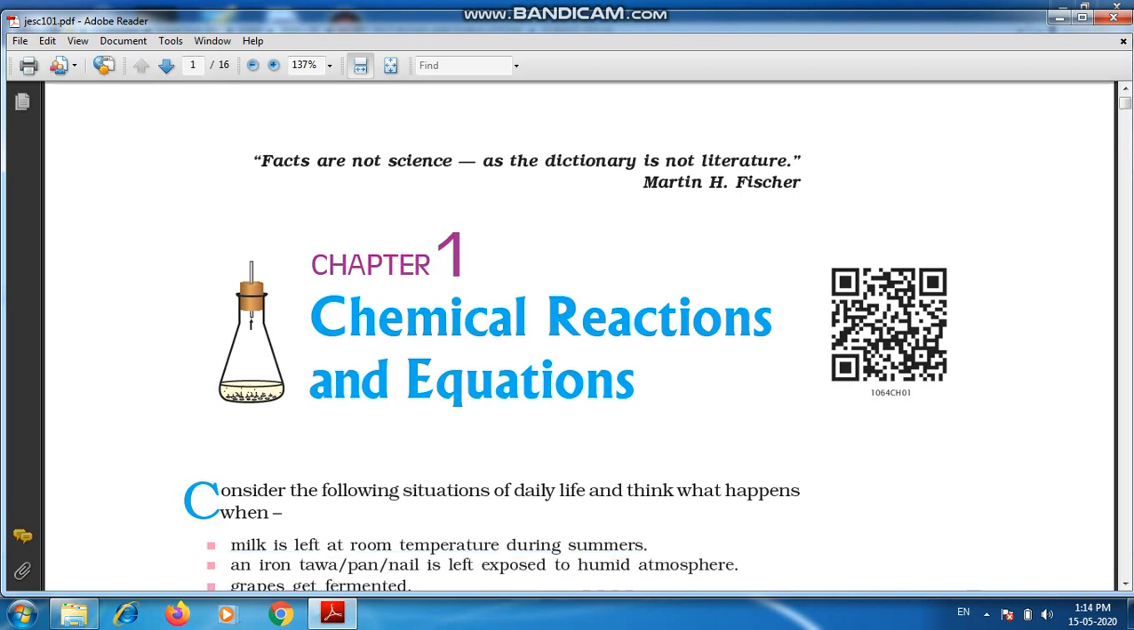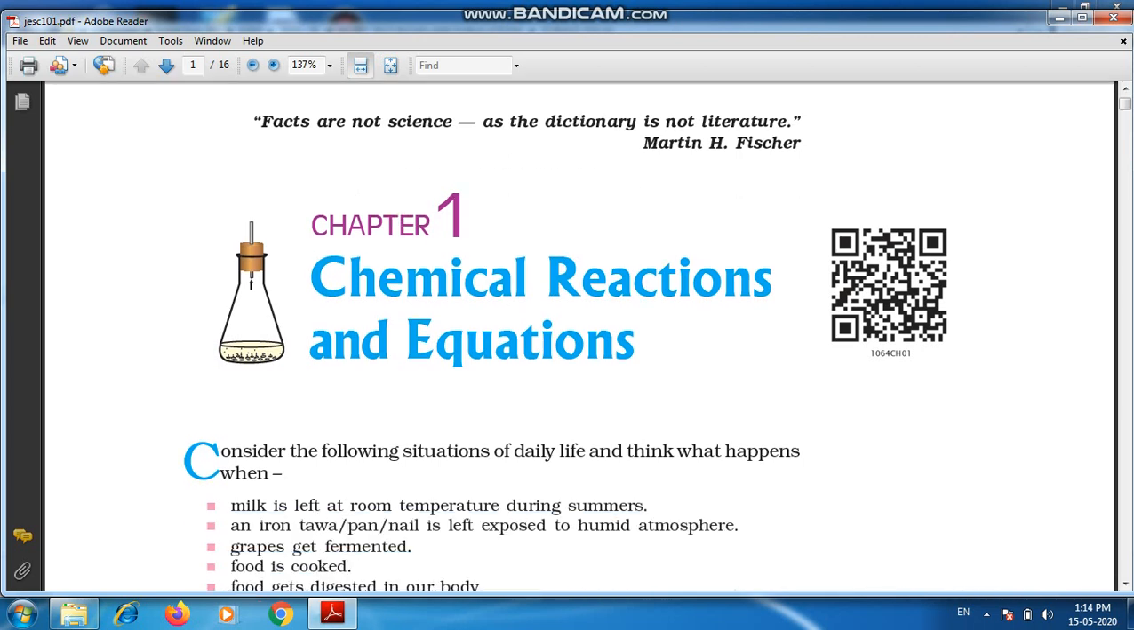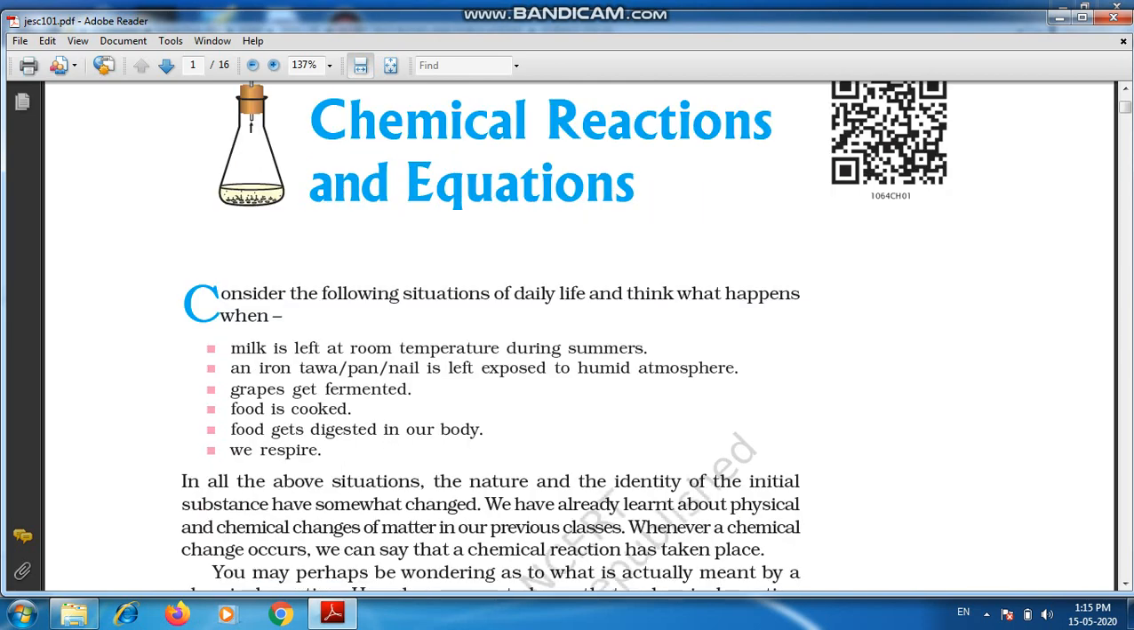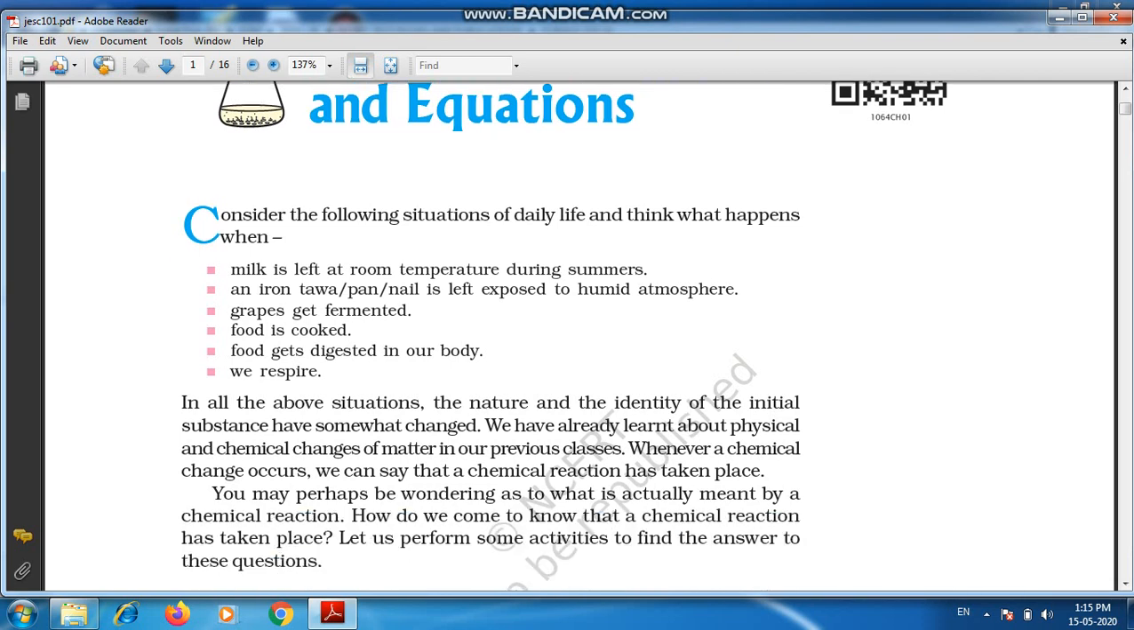Students, today onwards we'll start science. The first chapter in science is chemical reactions and equations. Students, in the last ninth standard, you have studied something related to physical change and chemical change. There are some of the examples which you can see on the slide. On the screen is the textbook's first chapter.